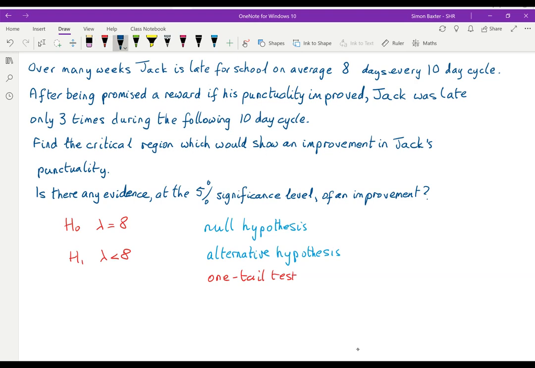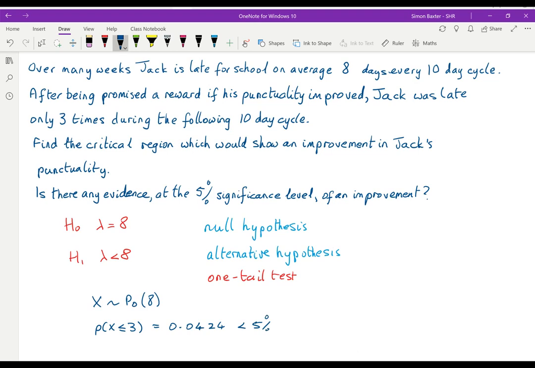Okay, X is the number of days late, and it is going to be a Poisson distribution with mean 8. That is working from our null hypothesis. If X is the number of days that Jack is late to school, then we want to look down at the lower end, the probability that X is less than or equal to 3. If we use cumulative Poisson tables, that is equal to 0.0424. That is less than 5%.